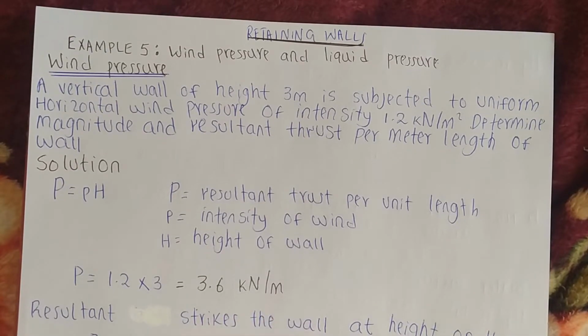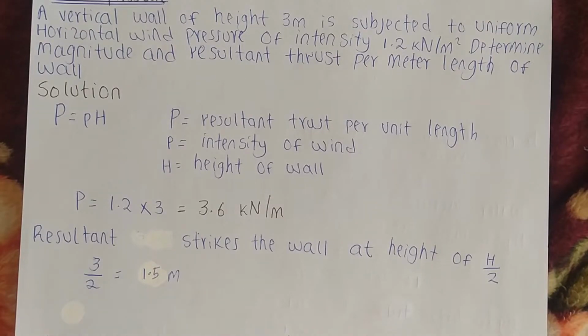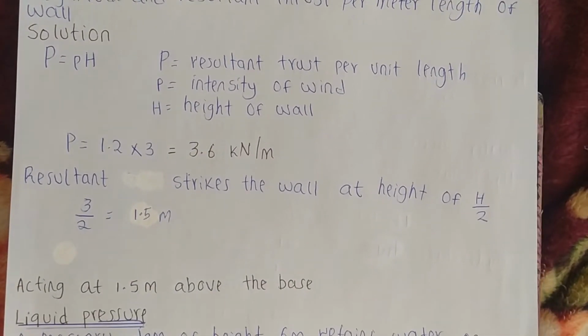And now we shall calculate the magnitude. The resultant strikes the wall at a height of H over 2. So this is the center point of the retaining wall. This is where the resultant thrust will act. That is 3 over 2, which is 1.5 meters. So the thrust of 3.6 kilonewtons per meter will act at 1.5 meters above the base. So that was all about the wind pressure.